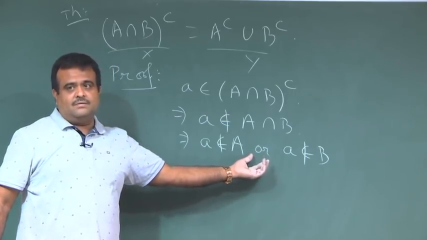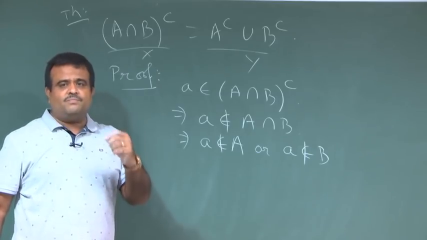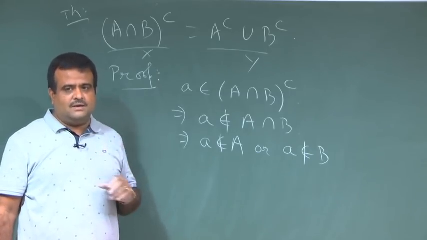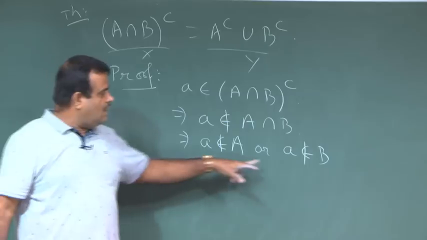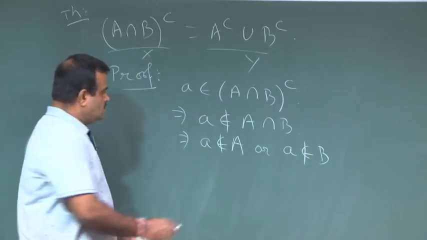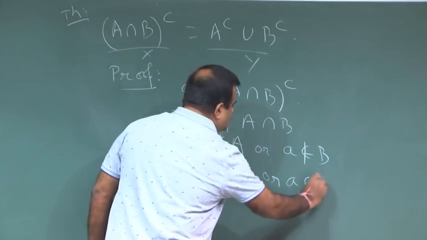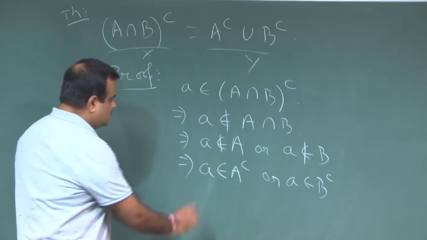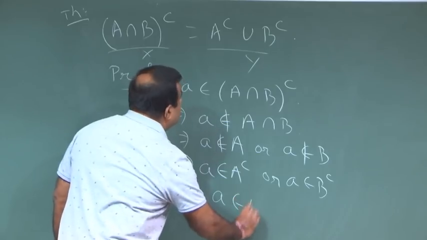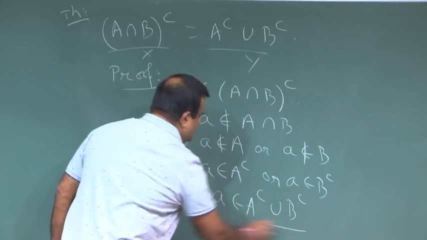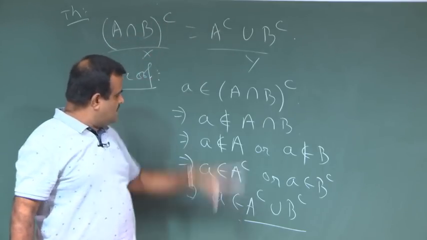If it is or not, and because this does not belong to their intersection, that means it is not a common point of A intersection B. So, if it is not a common point, it means either a does not belong to A or a does not belong to B. So, that means a belongs to A complement or a belongs to B complement. So, this implies a belongs to A complement union B complement. So, this part is done. We have taken an element from this set, we have proved that that is an element of this set.